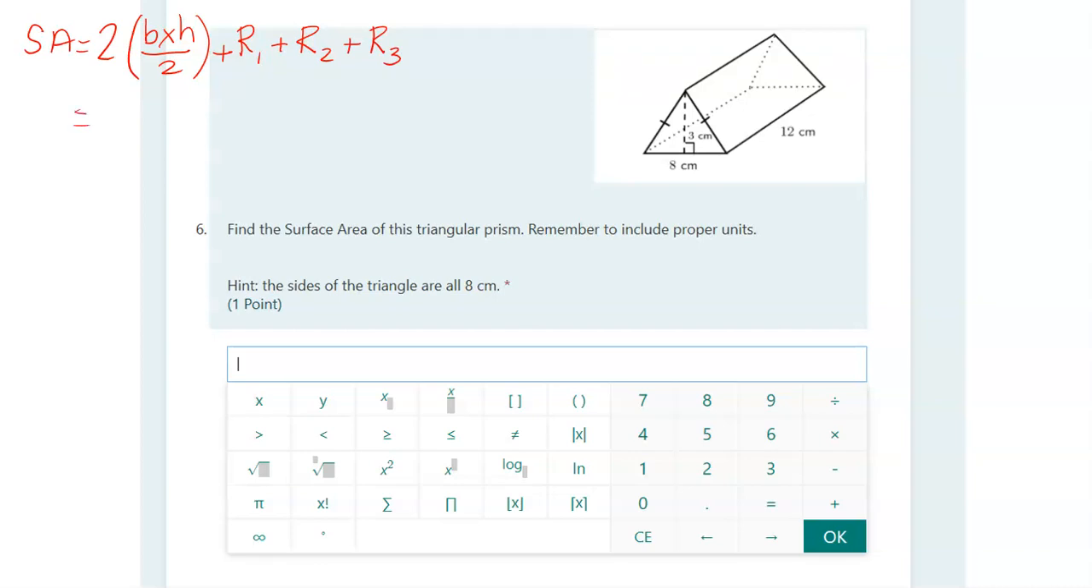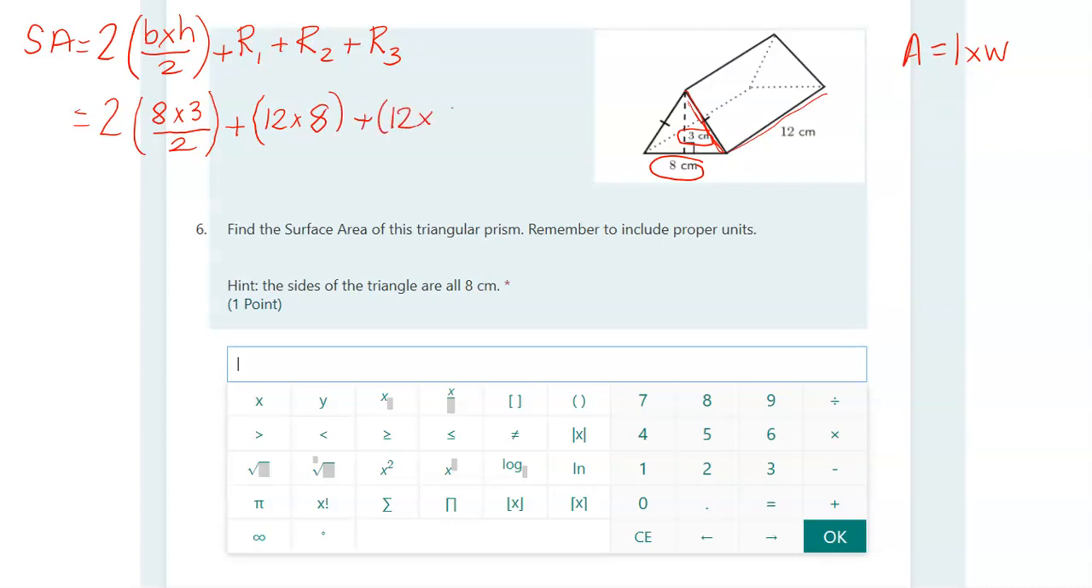To begin, I'm going to substitute these values into the formula. 8 is the base of the triangle, and the height of that triangle is 3 centimeters. I know that the area of a rectangle is length times width, so I'm going to substitute that in right here. So this first rectangle has a length of 12 and a height, right here, of 8. And that is going to be the exact same for all 3 of those rectangles.